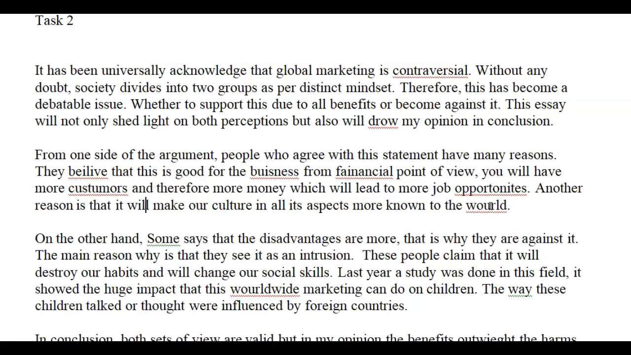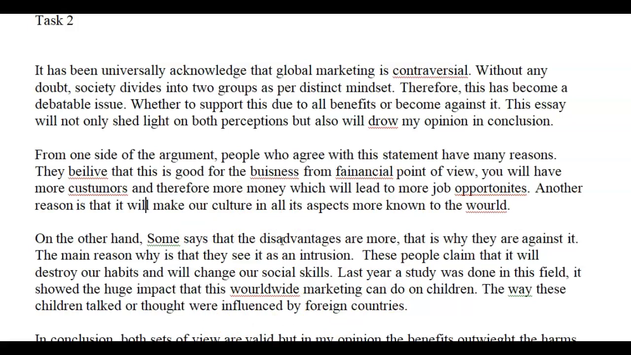All right, so this is super underdeveloped. You have two ideas, but there's absolutely no extension, no examples, nothing. It's just really, really brief. And so that's problematic. Okay, let's keep going. "On the other hand, some say," without that S here for "says," "some say that the disadvantages are more. That is why we are against it."